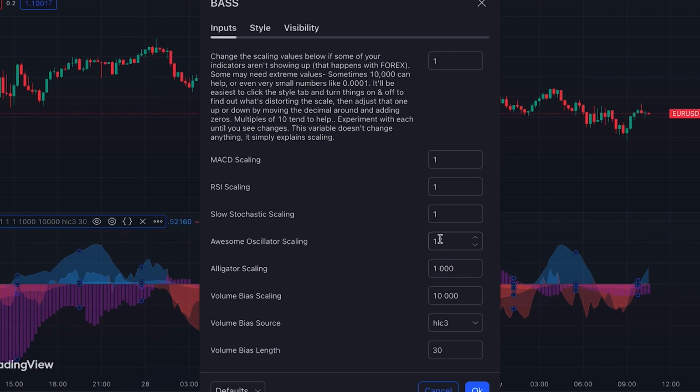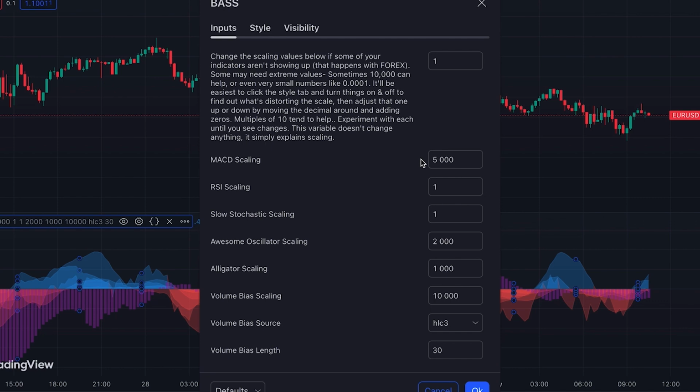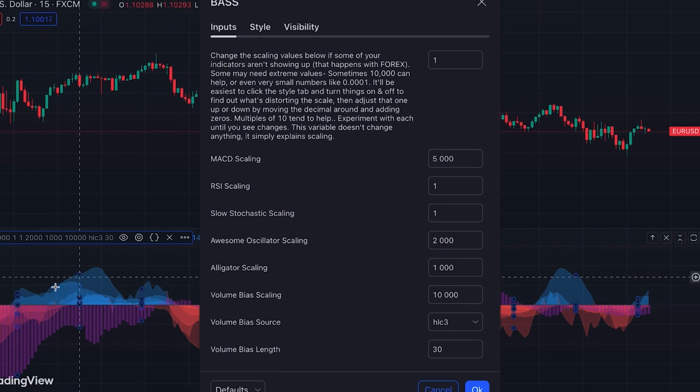For awesome oscillator, we set it at 2000. And this is the awesome oscillator. And for MACD scaling, let's set it at 5000, so it will be scaled a little bit higher, and this is our MACD, which is added.